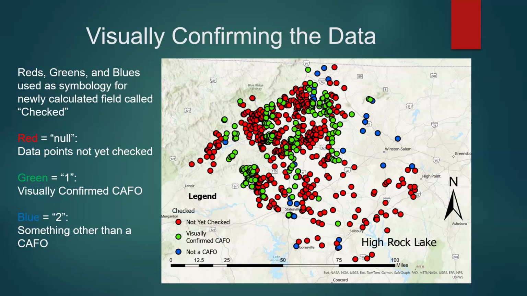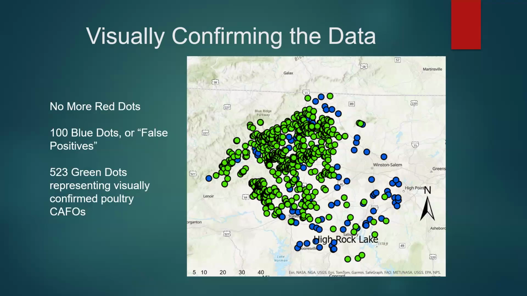And anytime I had difficulty identifying a specific data point from the NAIP imagery, I employed Google Maps and used their Street View feature to either confirm or deny the data point. For example, one data point turned out to be a public storage building. And after I finished visually confirming all the data points, there were no more red dots, only blues and greens. We don't often get round numbers when doing scientific research, but it turned out there were exactly 100 blue data points or false positives, leaving 523 green data points, which represent the visually confirmed poultry CAFOs.